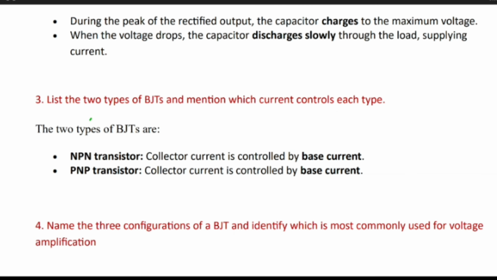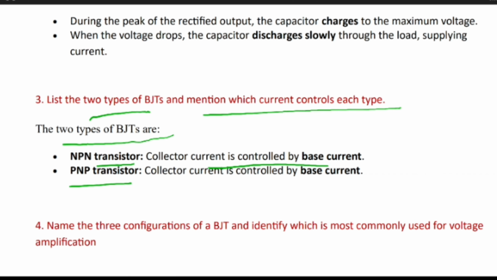Next question: list the types of BJTs and mention which current controls each type. There are 2 types of BJT: one is the NPN transistor and the other is the PNP transistor. In both NPN and PNP transistors, the collector current is controlled by the base current.